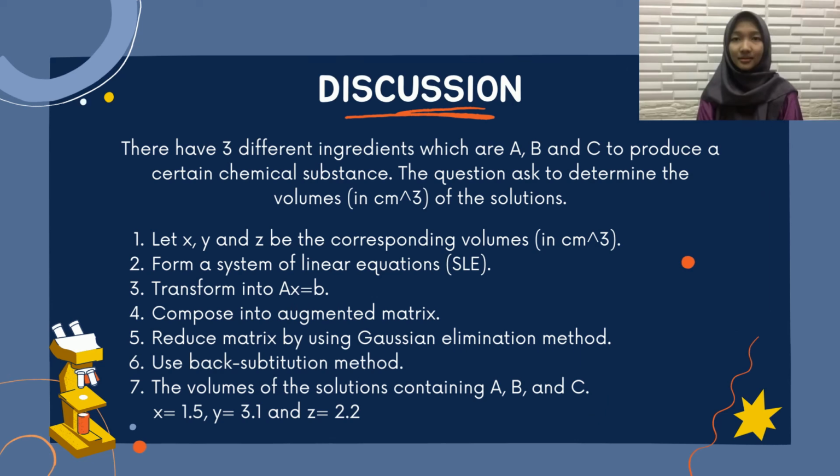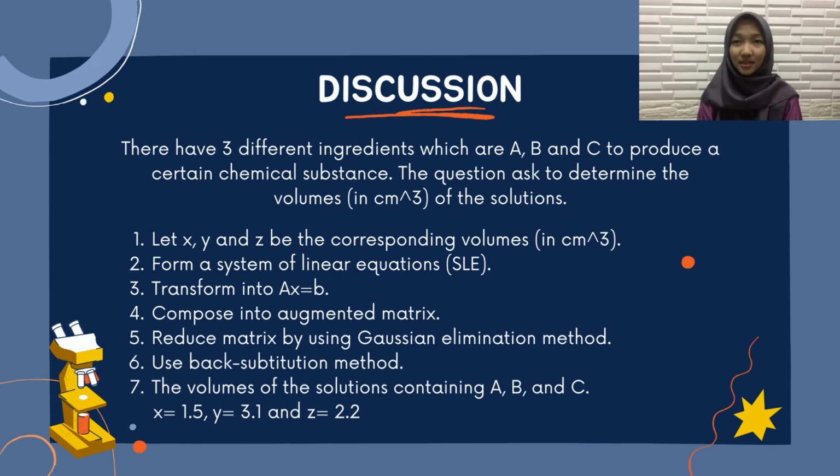28.14 grams. Next, discussion. From the case study, there are three different ingredients, which are A, B, and C, used to produce a certain chemical substance. In this case study, we must determine the volume in cubic centimeters of the solution that contains A, B, and C. Firstly, let X, Y, and Z be the corresponding volumes in cubic centimeters.